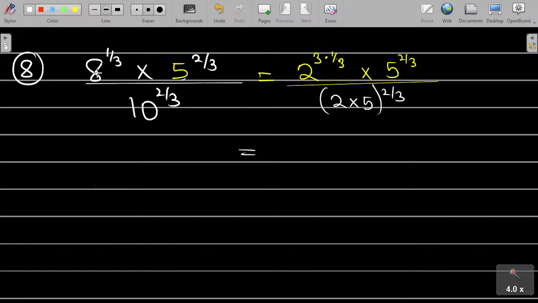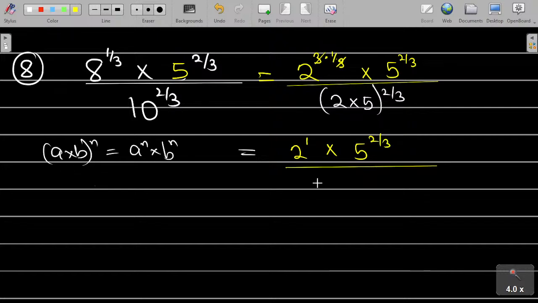Now you are going to see what that breakdown is going to do for us, because we are told that if I have a times b all raised to the power of n, it is equal to a to the power of n times b to the power of n. So power distributes over multiplication. So this one will cancel this to now give me 1 here. So I just have power 1 here multiplied by 5 to the power of 2 over 3.